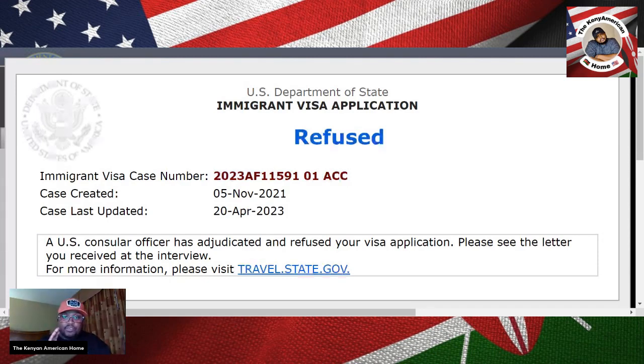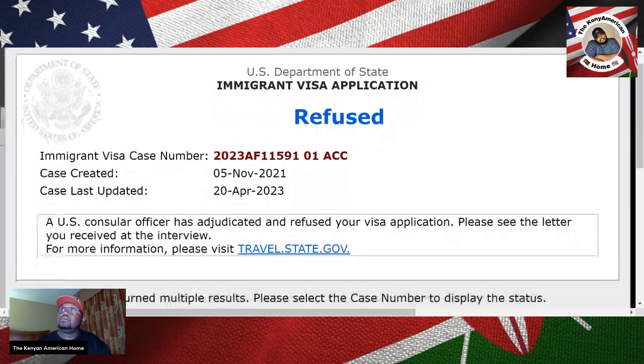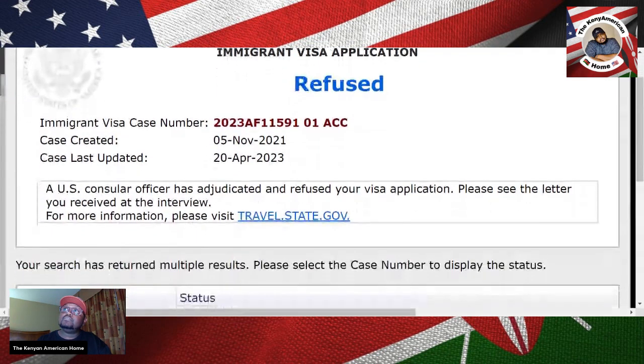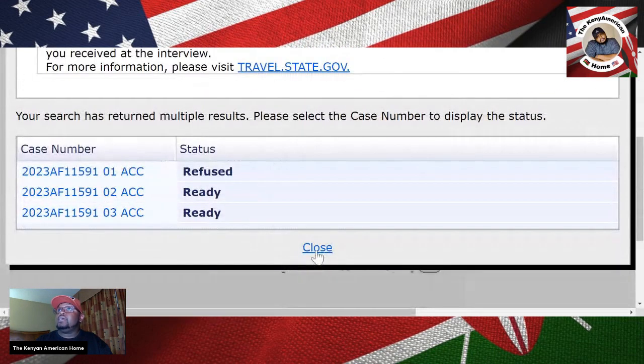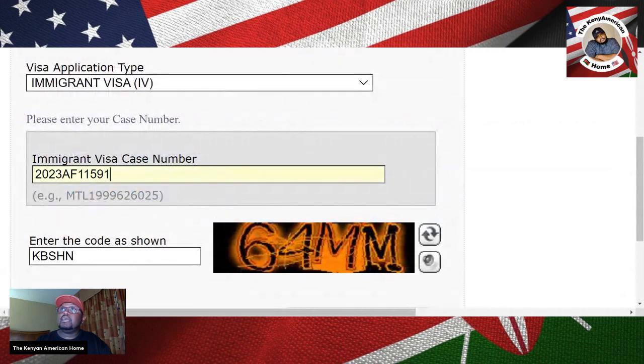I'll talk about another refusal that could happen. So this is a case in Accra where this person was refused. 11,591 was refused. Okay, let's look at another case of a refusal.